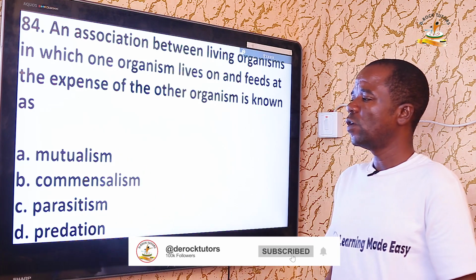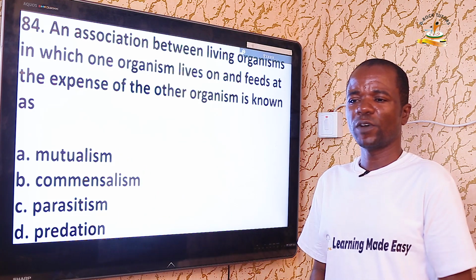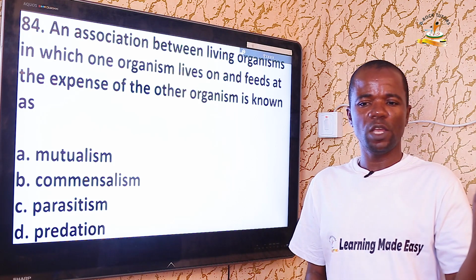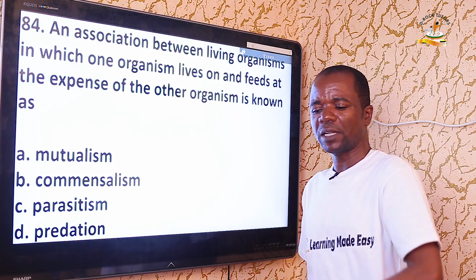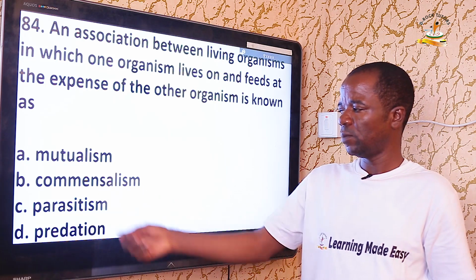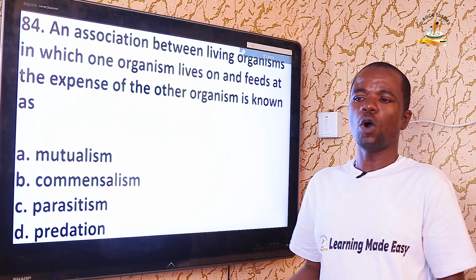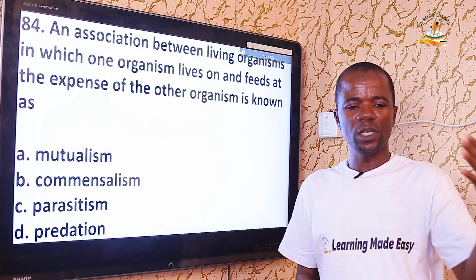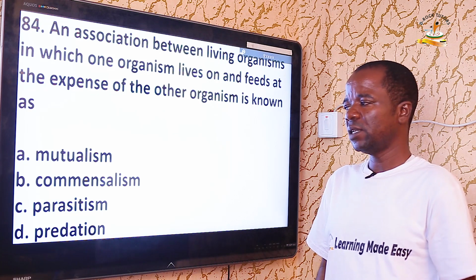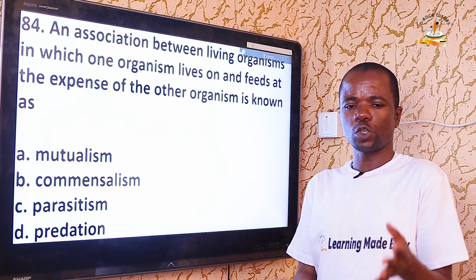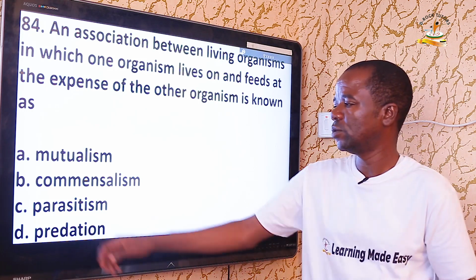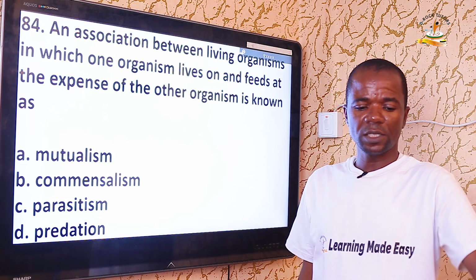Another example of mutualism is what we refer to as mycorrhiza. Mycorrhiza is an association between a flowering plant and a fungus at the root of such a flowering plant. If I talk about commensalism, commensalism is an association between two organisms whereby one benefits and the other neither benefits nor loses. An example of commensalism is observed in the relationship between shark and the small fish remora that attaches itself to it. So the correct answer here is parasitism.